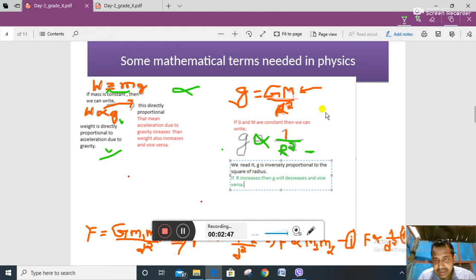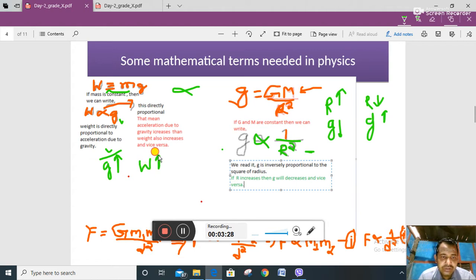Also we can understand that if r increases, what happens to g? Inversely proportional means g decreases. Similarly, if the radius decreases, then g increases. It means that they are inversely proportional. So from here we learn that we can change equals signs into inversely and directly proportional signs and get the mathematical concept behind it. Here also, if g increases, W also increases, because it is directly proportional. If g decreases, W also decreases.